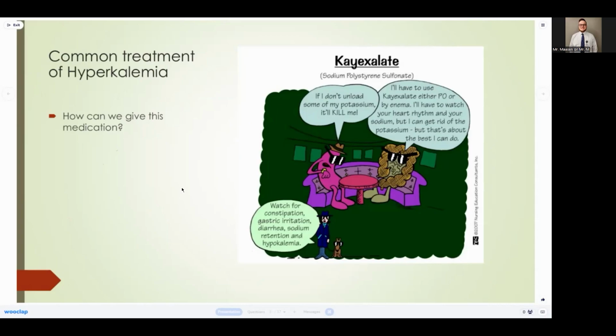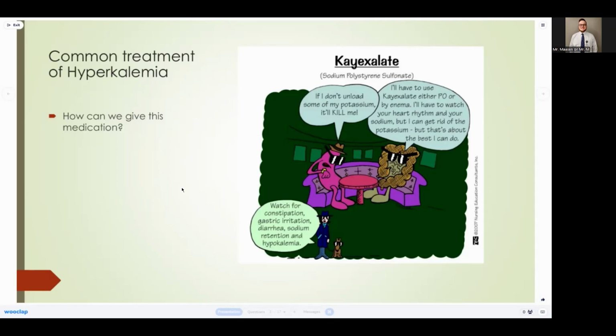One of the most common medications we give by mouth is called Kayexalate. Kayexalate is a gross medicine, but really what it's trying to do is get rid of potassium. Well, how's it going to do that? It's going to pull it from places into the GI tract and get rid of it through stool. So basically, Kayexalate causes some diarrhea to try and get rid of potassium.